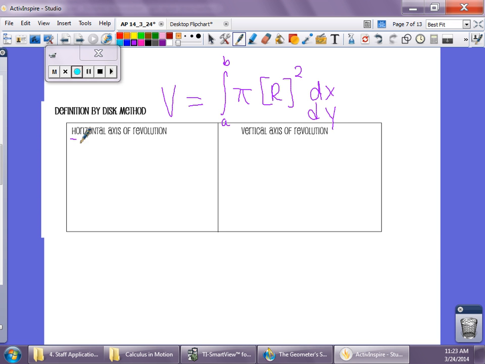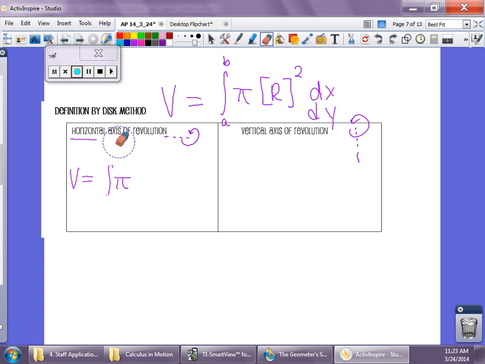So horizontal axis of revolution, that's revolving around anything that way. That's revolving around anything that's going to be vertical. So x-axis versus y-axis type problems. Your volume, you're just going to set it up the same way that you already know, up there. And the only difference is, actually, let me write this here.